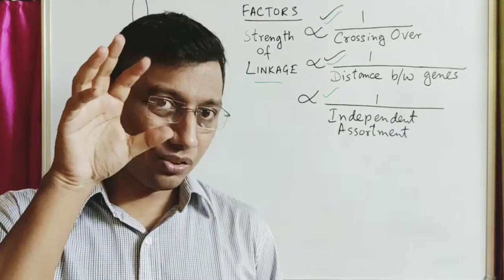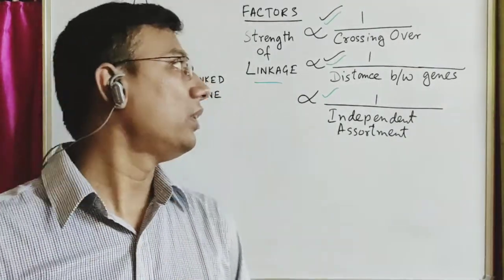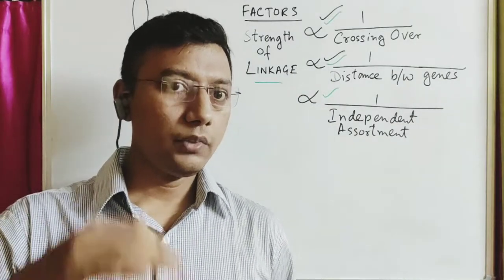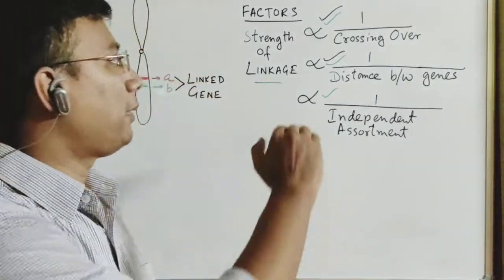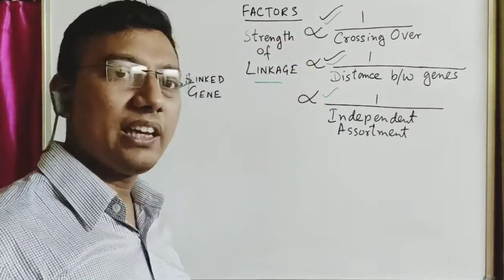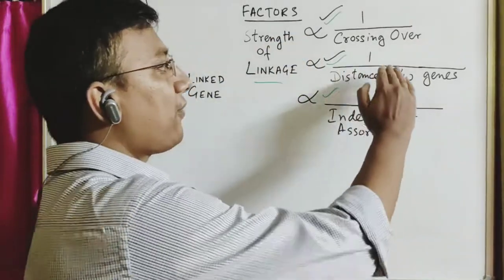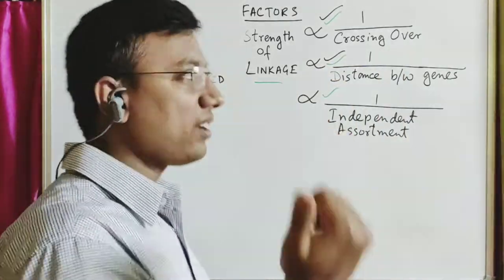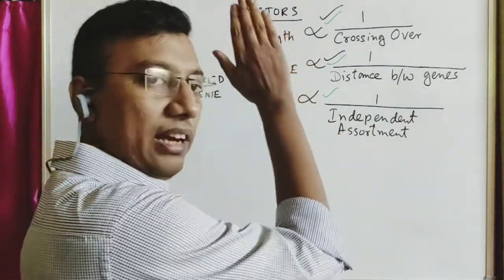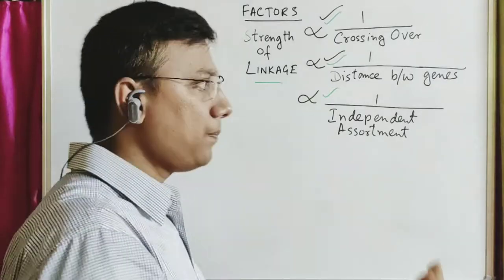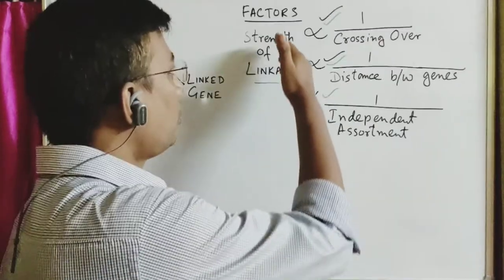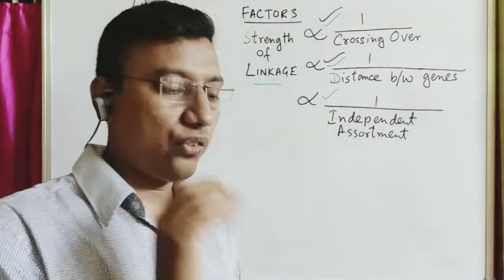In these three cases we should know that if crossing over decreases, that means the strength of linkage increases. If the distance between genes decreases, strength of linkage increases. Same for independent assortment: if it decreases, the strength of linkage increases.